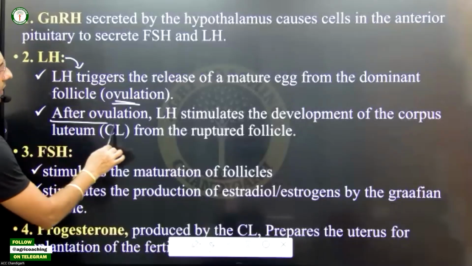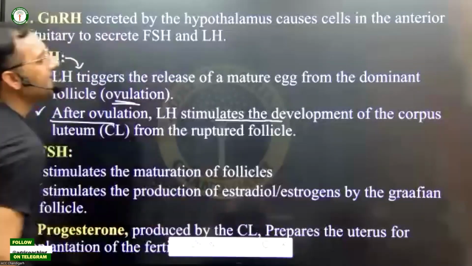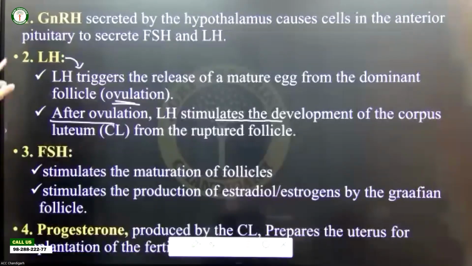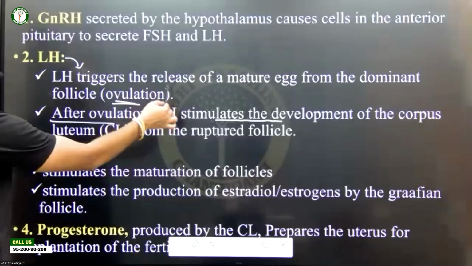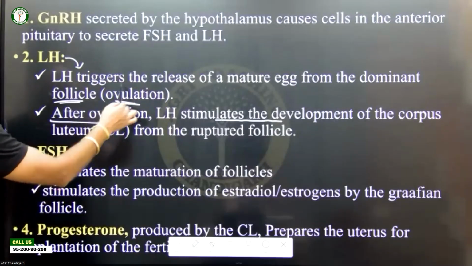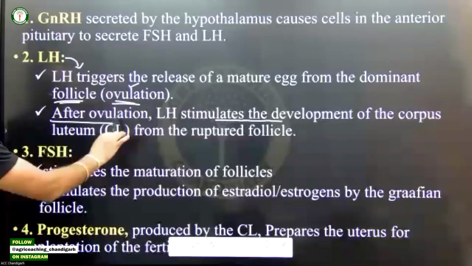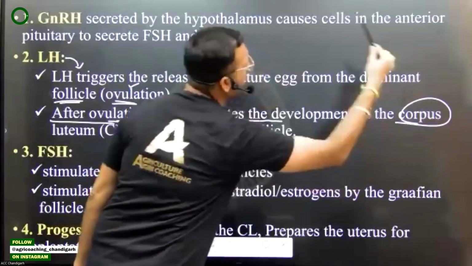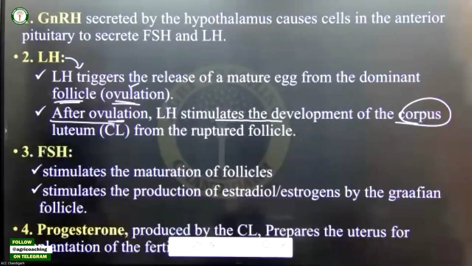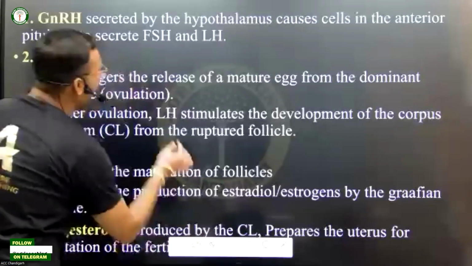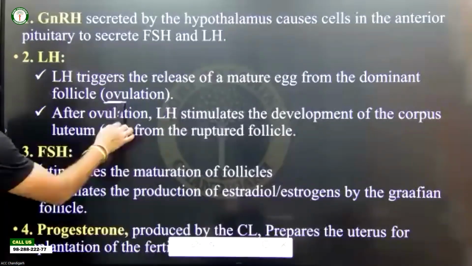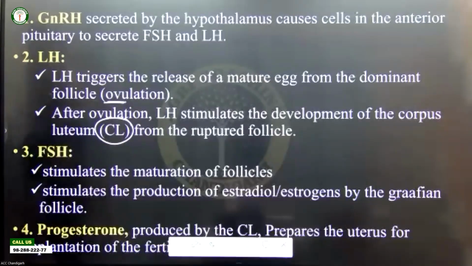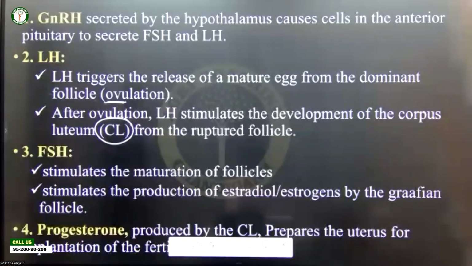Second, after ovulation, LH stimulates the development of the corpus luteum from the ruptured follicles, right? Initially LH is asking follicles to release the egg. Once the egg is released, once the ovulation has been done, now LH is stimulating the development of the corpus luteum. So now you can understand that LH is responsible for the release of the egg, and LH is also responsible for the formation of the corpus luteum.